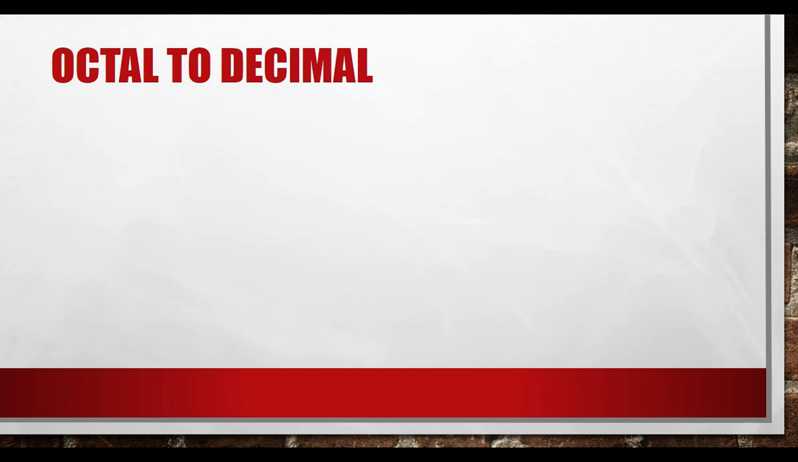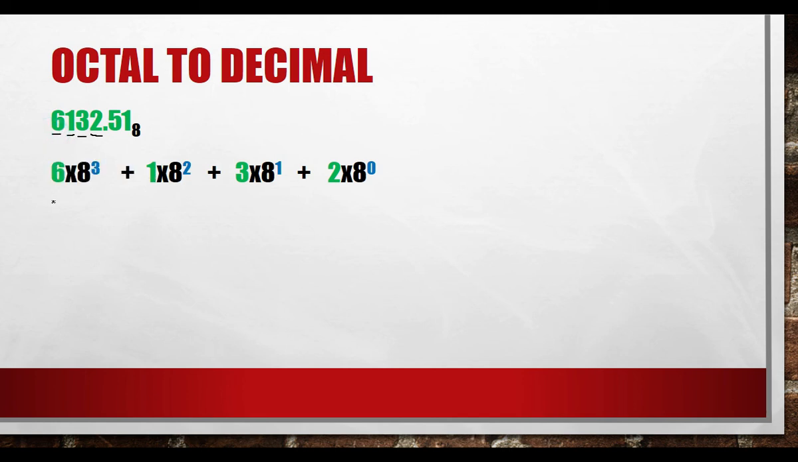All right, so let's have another example. This time let's try 6132.51. Okay, let's begin solving this with 2. 2 times 8 raised to 0, plus 3 times 8 raised to 1, plus 1 times 8 raised to 2, and then plus 6 times 8 raised to 3. Okay, then let's work on the fractional part. 5 times 8 raised to negative 1, plus 1 times 8 raised to negative 2.